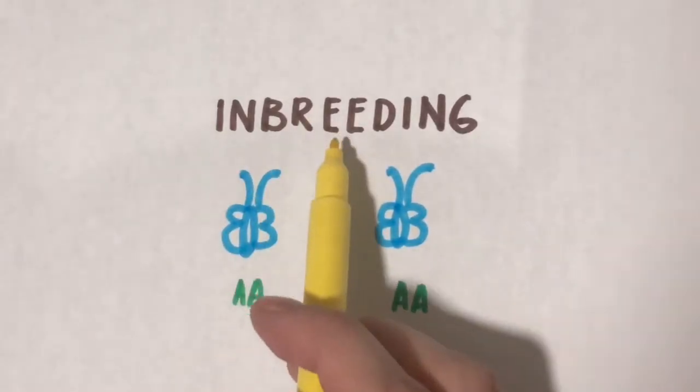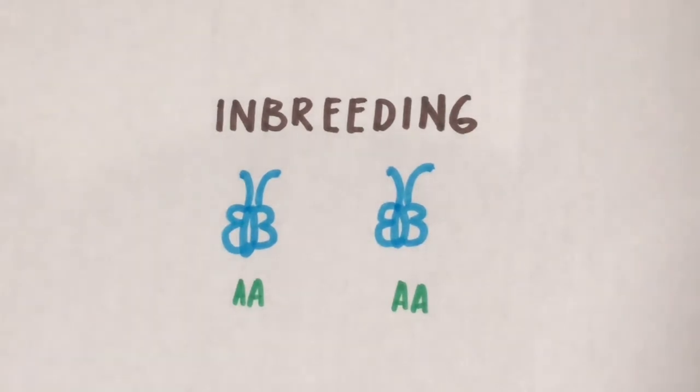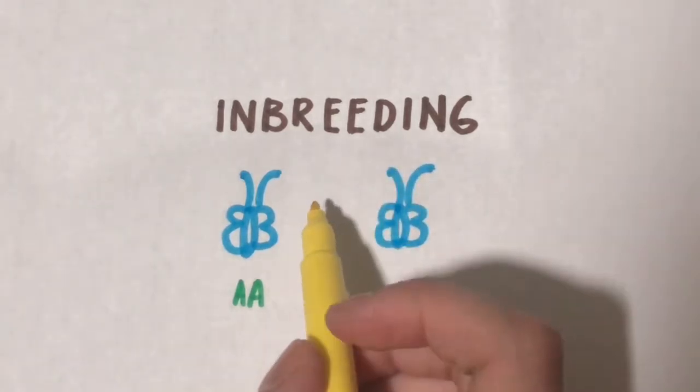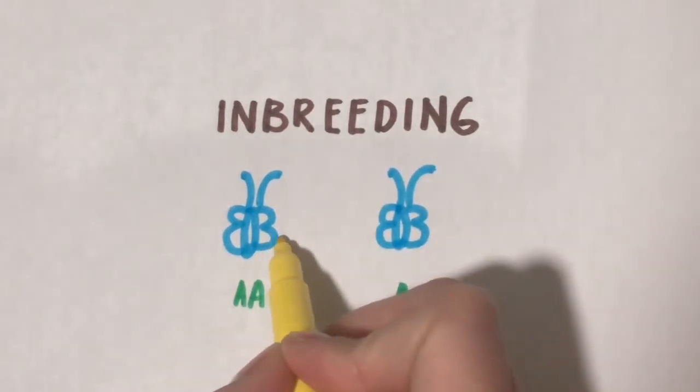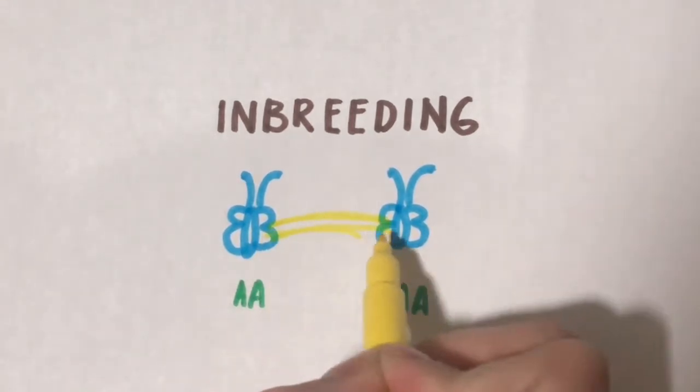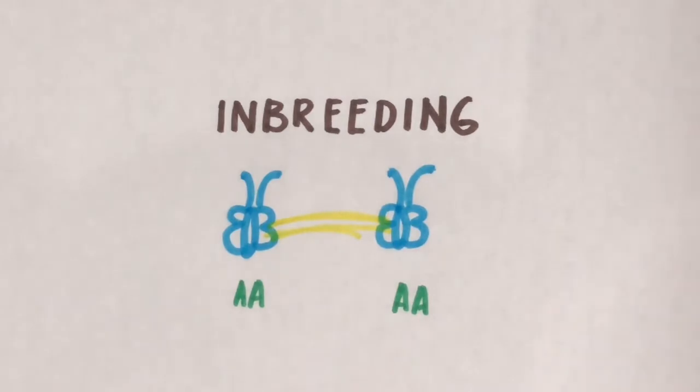Example of inbreeding. We can see that there are 2 butterflies with the same genotype and phenotype. We have said that in inbreeding, it is mating between species with the same phenotype and genotype. So in my example, it is when a homozygous dominant butterfly mates with another homozygous dominant. So that is an example of inbreeding.